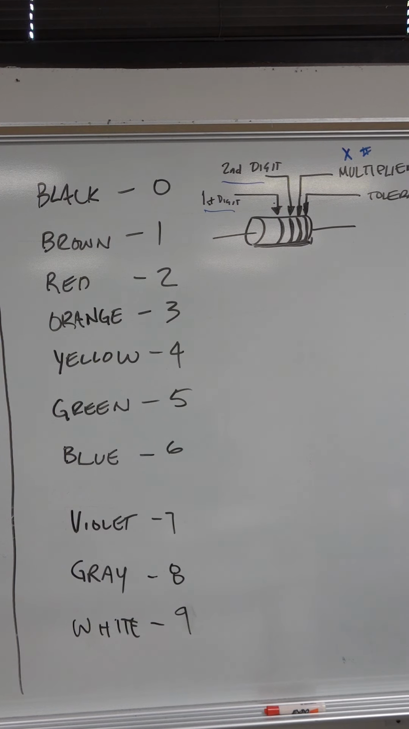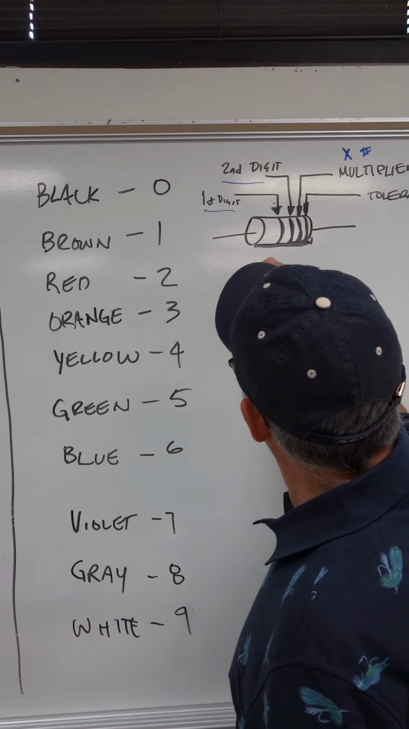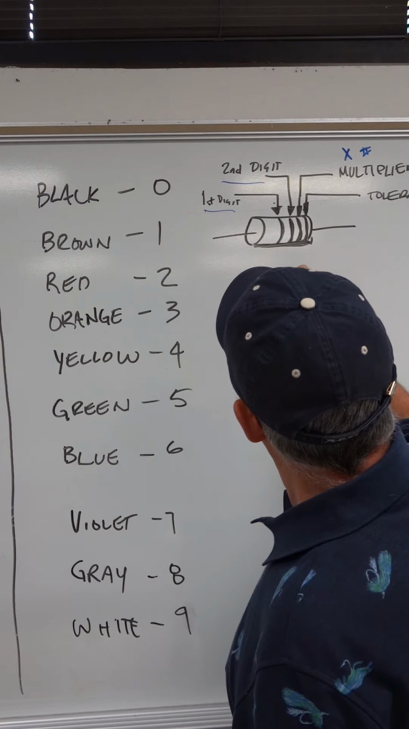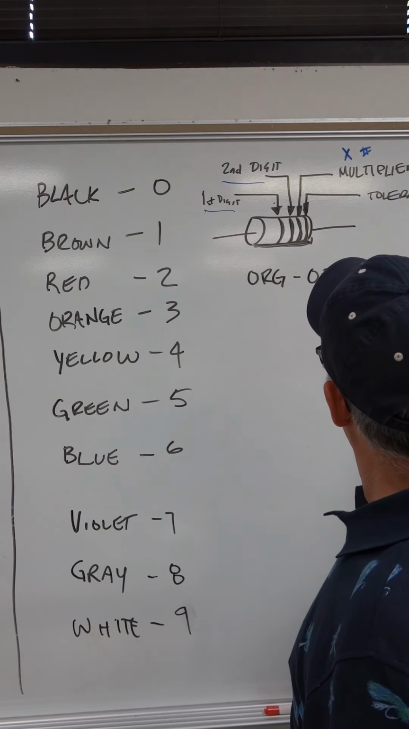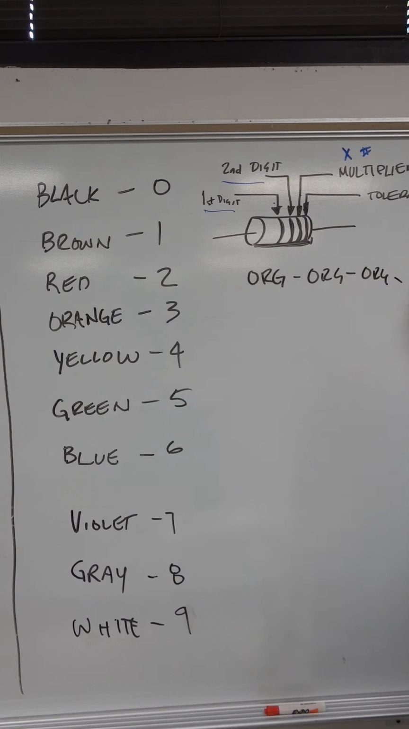So I did show you this resistor, and that resistor was orange, orange, orange. So let's take a look at what that means. So if I have a resistor color code, and the first band is orange, and the second band is orange, and the third band is orange, and let's say the fourth band was gold, okay?